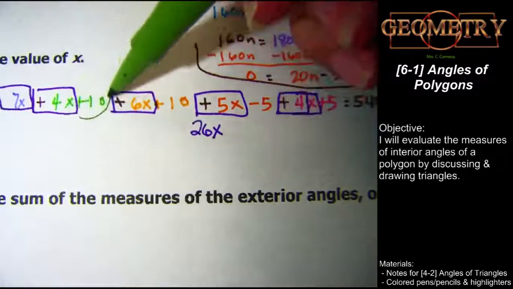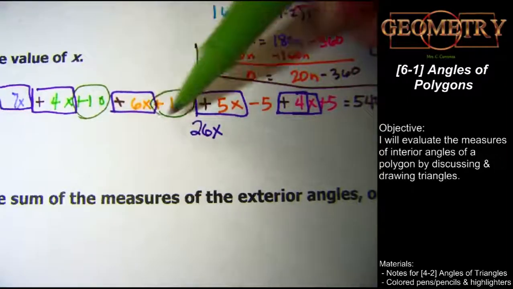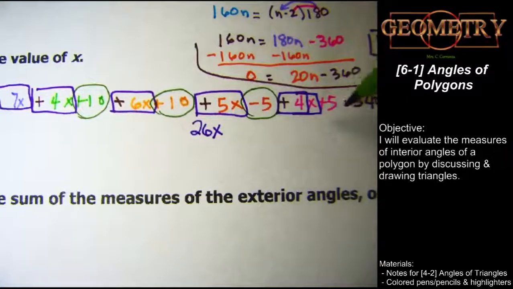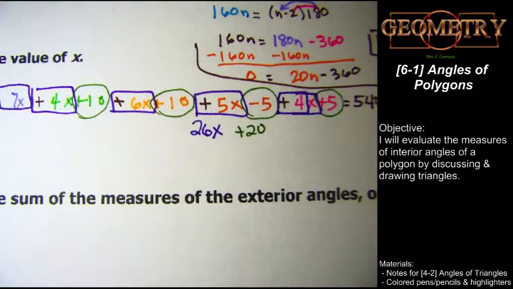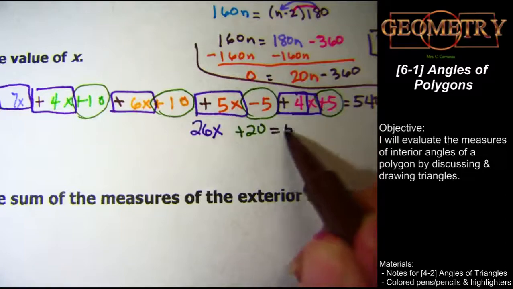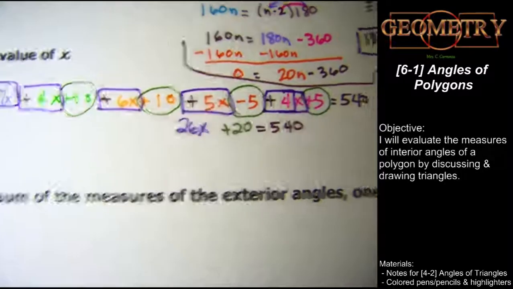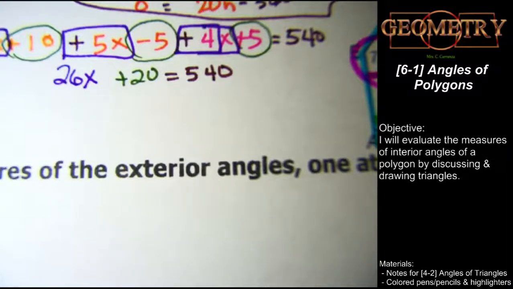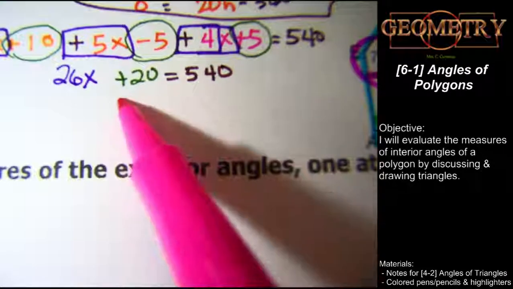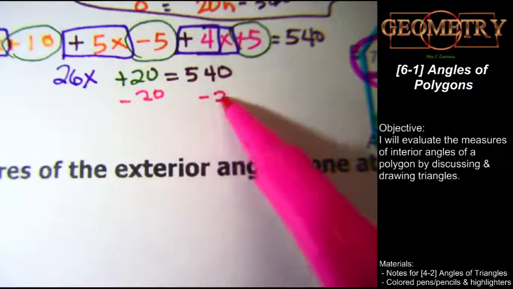All right, 10 plus 10 is 20. Minus 5 is 15. Plus 5. And I'm not touching the right-hand side. Oh, that equation looks so much better. Now what? Minus 20 to both sides. All right.